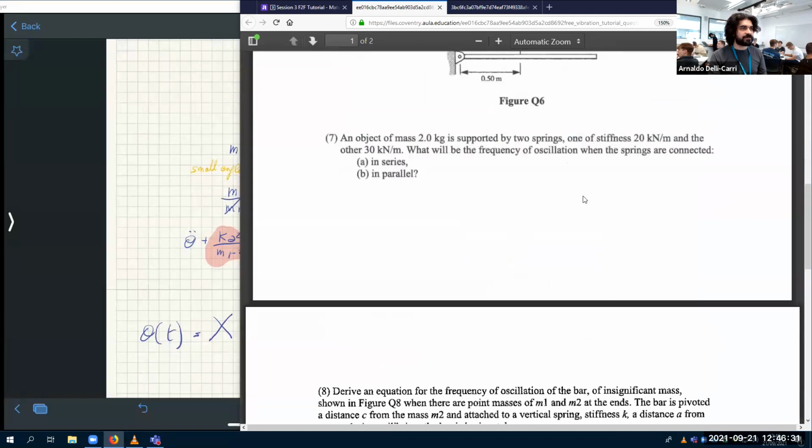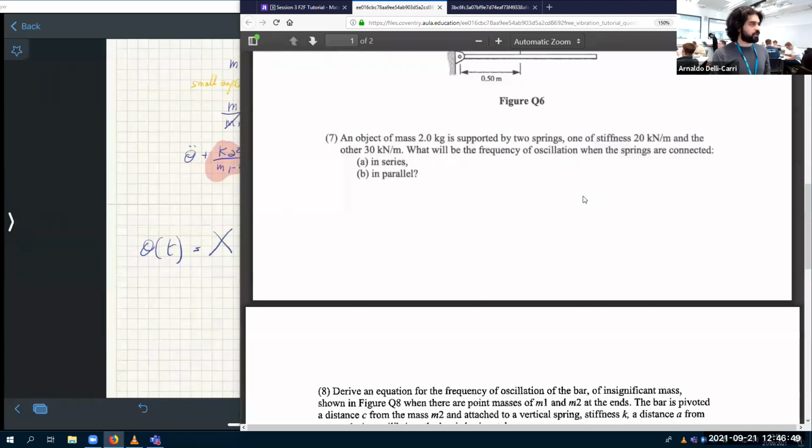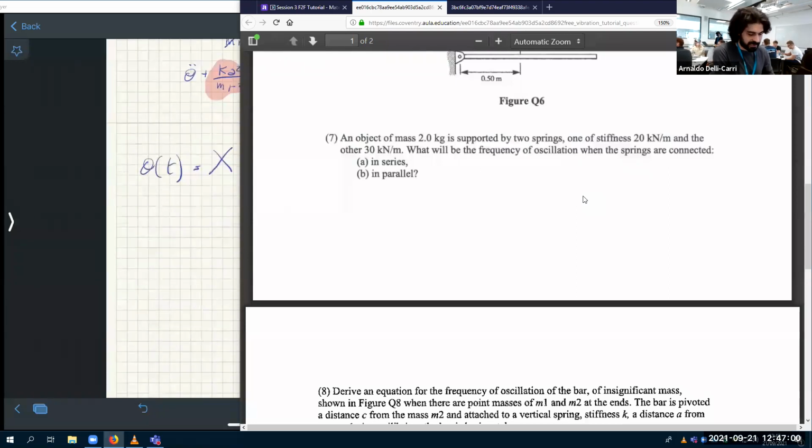Now, let's do question 7. An object of mass 2 kg is supported by 2 springs, one of stiffness 20 kilonewtons per meter and the other 30 kilonewtons per meter. Sorry, kilonewtons per meter. What will be the frequencies of oscillation when the springs are connected in series or in parallel? Do you know the formulae for series and parallel? Do you know where they come from? I mean, it's not hard. I'm sure you can do it yourselves.